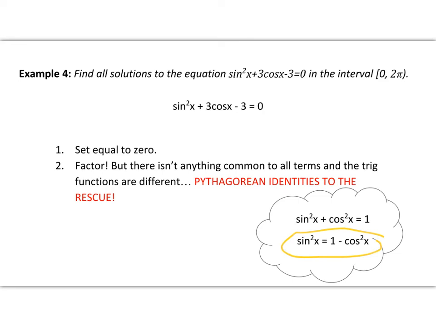And this is helpful because if we replace the sine squared with 1 minus cosine squared, that's going to get us to a place where we have all of the same trig function. We can make it look like a quadratic, and we can factor from there.